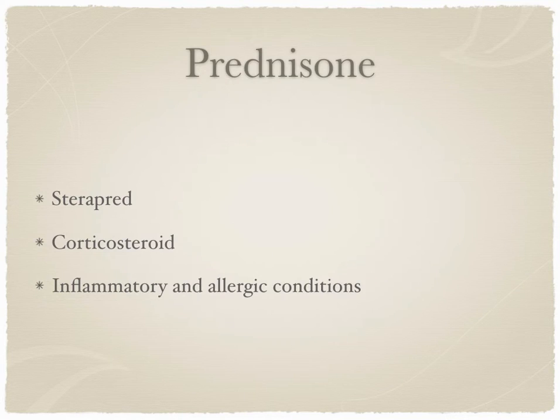All right, so next four drugs are all corticosteroids. So first one is prednisone. Has brand names Sterapred. It is corticosteroid. So it is basically used when we are lacking naturally occurring corticosteroid in our body, or sometimes we need more to suppress inflammation or allergic condition. So prednisone is one of the most commonly used corticosteroids that we can take by mouth.